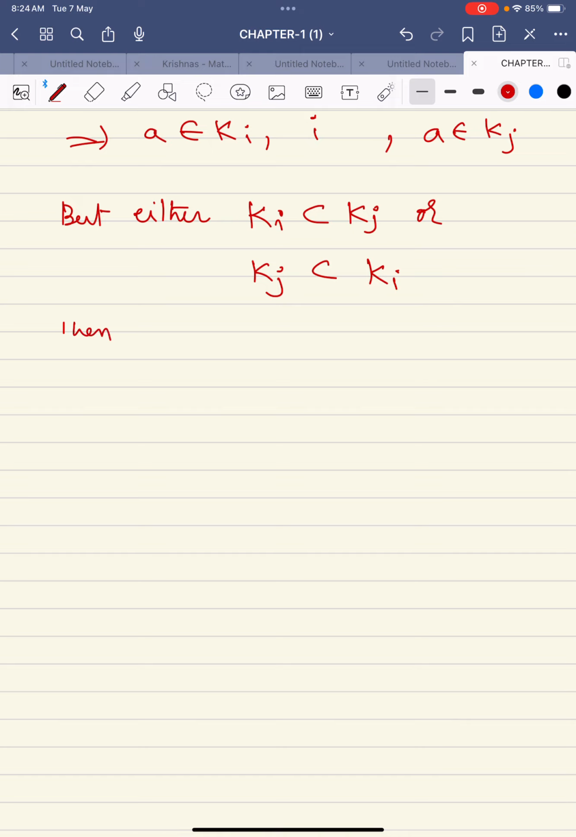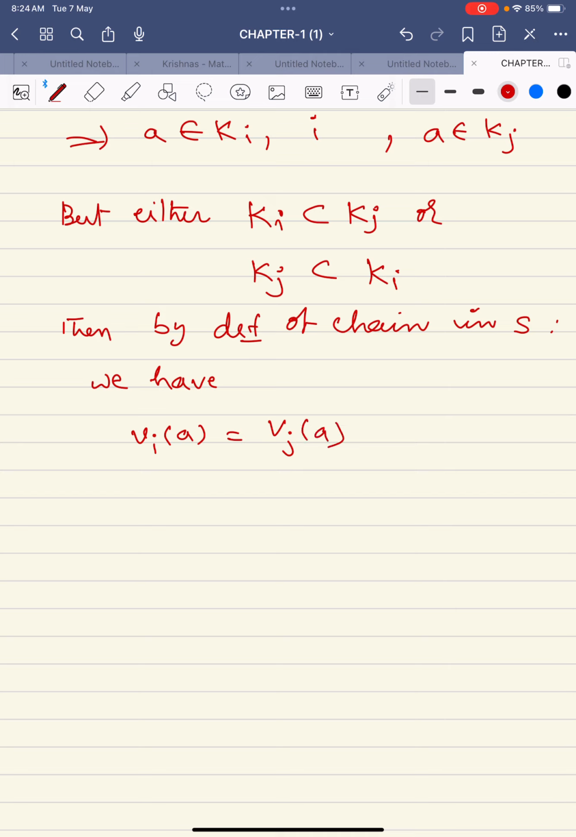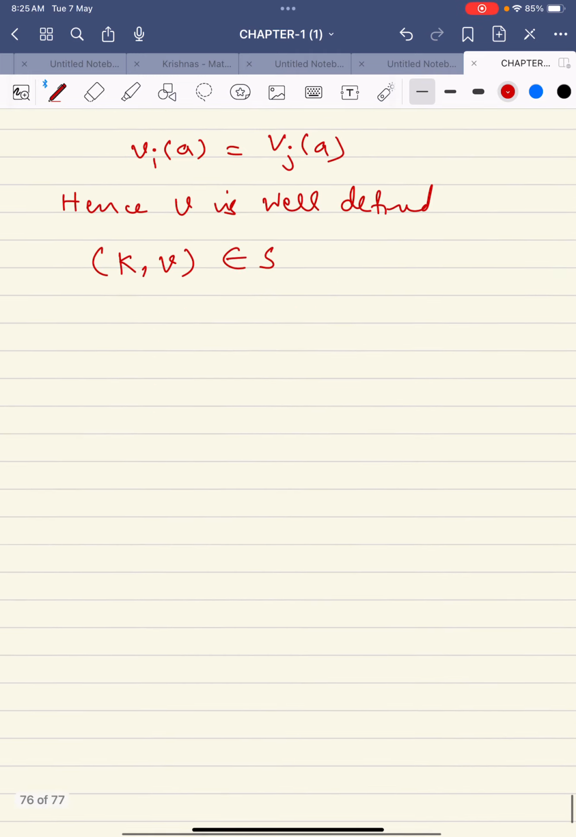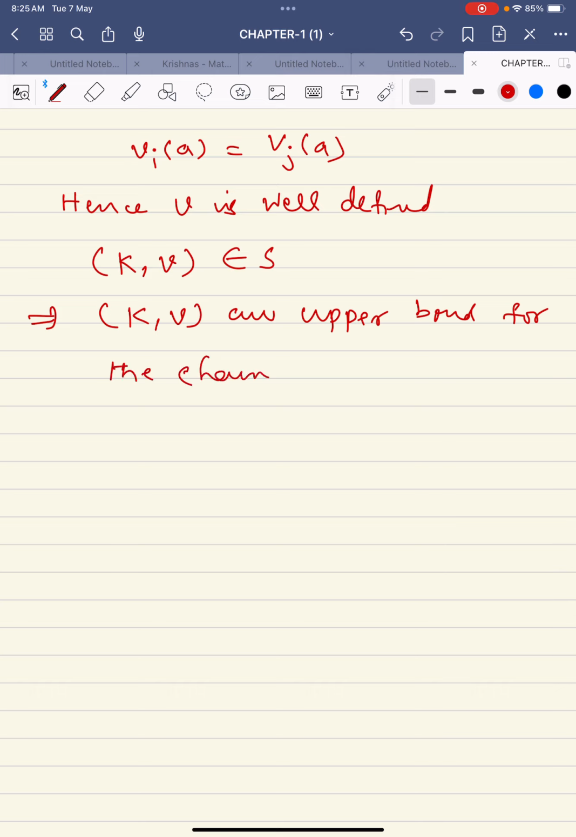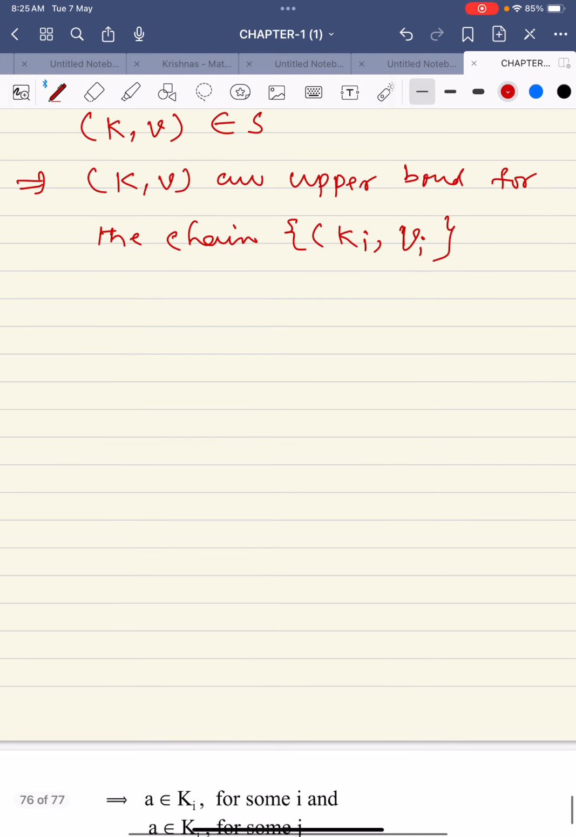Then by the definition of chain in capital S, we have Vi of A is equal to Vj of A. Hence, we conclude that this V is well defined, as well as the ordered pair (K, V) belongs to S, and the ordered pair (K, V) becomes an upper bound for the chain, the set of all ordered pairs (Ki, Vi). So the chain has an upper bound.